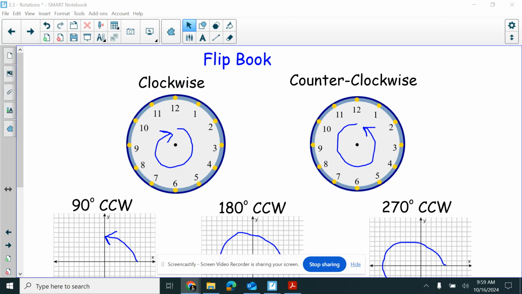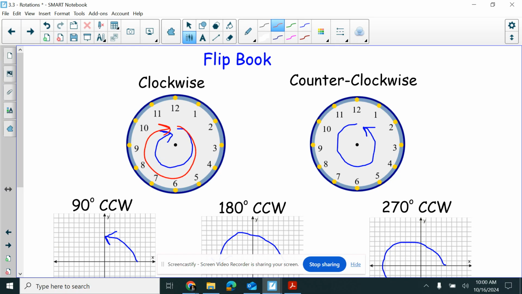This is Mr. Wright. Today we are going to talk about rotations within the coordinate plane. When you're rotating, there are two directions that you could rotate. You could either go clockwise, which is the direction that a clock goes, or you can go counterclockwise. Clockwise is the same direction as the clock. Counterclockwise is the opposite direction.